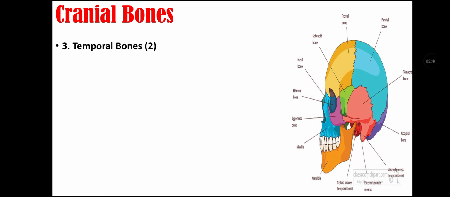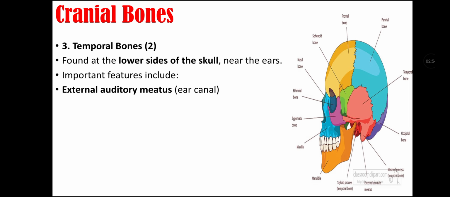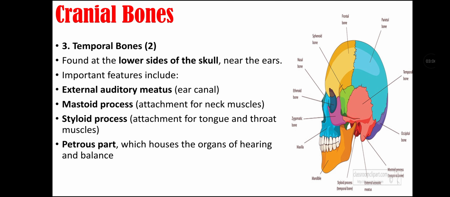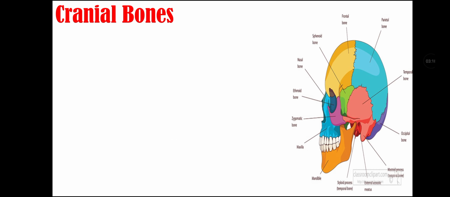Next cranial bone we have is temporal bone, as you can see in the diagram. It is found at the lower side of skull near the ears. Important features include external auditory meatus, that is also called as ear canal, mastoid process, that is attachment for neck muscles, styloid process, that is attachment for tongue and throat muscles, and petrous part, which houses the organs of hearing and balance. It also forms part of temporomandibular joint with the mandible, which is the only movable joint of the skull.